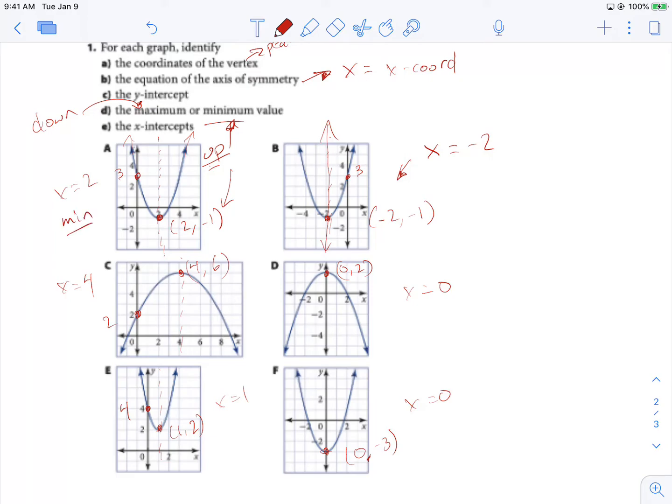What about this one, C? This one has a max because it opens down. It has the high point right there. This one would have a min. This one would have a min. This one would have a max. This one would have a min.